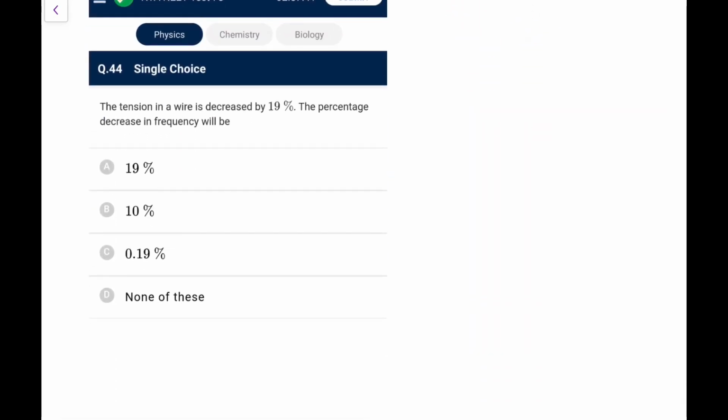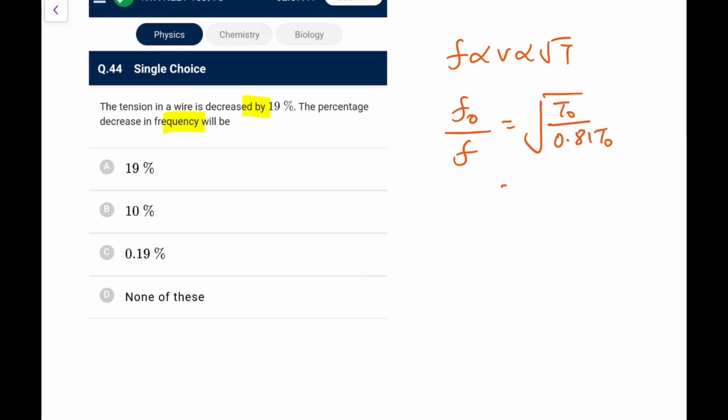Next one. Tension is decreased by 19% in the wire. The percentage decrease in frequency is, because f proportional to v proportional to root T. So what I can write, f naught upon f would be root of T naught upon T, but that would be 0.81 T naught. So now what we'll have is 1 upon 0.9. So f would be 0.9 times f naught. That means it decreases by 10%. So we can go for option B.